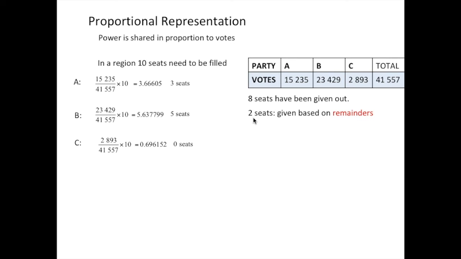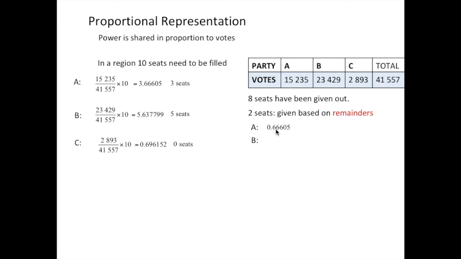We're going to give out the remaining 2 seats based on the remainders. We've given out the seats based on the whole numbers. 3 seats have gone to A, 5 seats have gone to B, and 0 seats have gone to C. Then we look at the remainders. Whoever has the biggest remainder, that's the fractional part, the decimal part, is going to get a seat. Whoever has the next gets the next seat until we run out of seats. So we have 2 seats to give out.